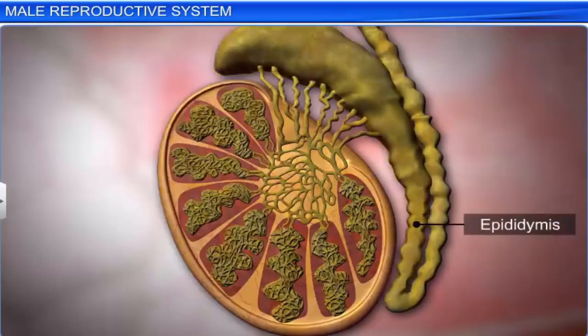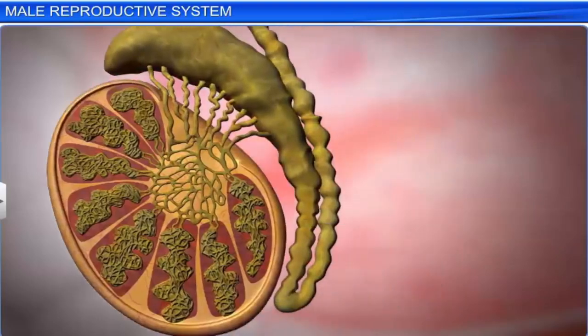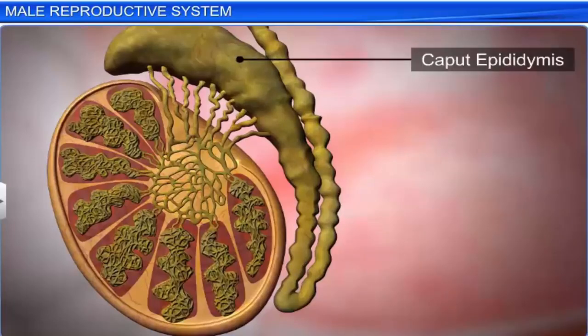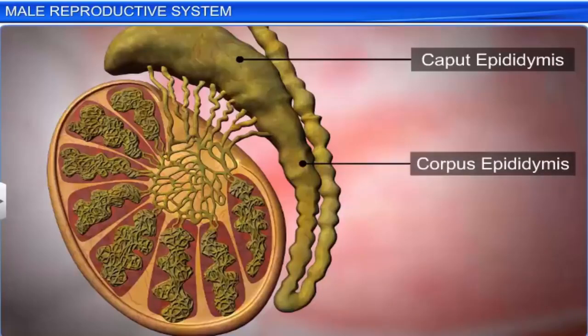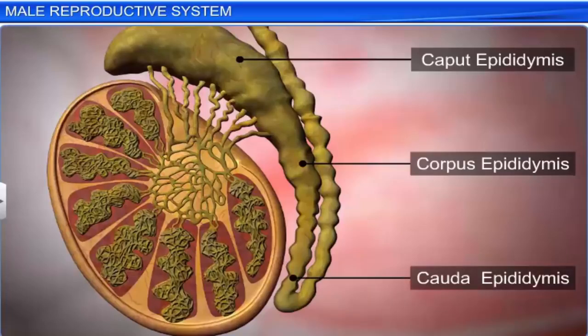The epididymis is a long, narrow, highly coiled tubule present along the posterior surface of the testis. It is divided into 3 parts: anterior, caput epididymis; middle, corpus epididymis; and posterior, cauda epididymis. The epididymis stores the sperms temporarily and nourishes them.